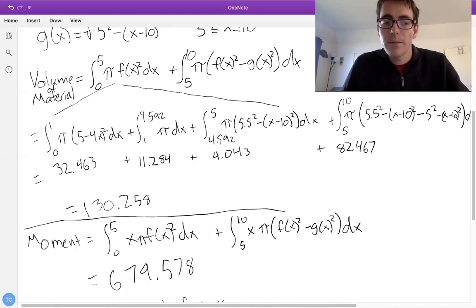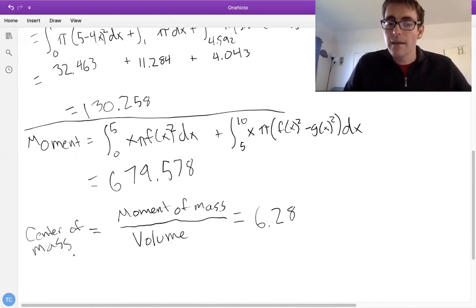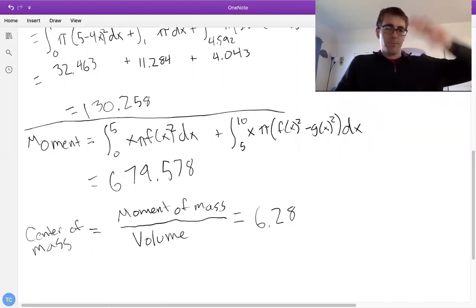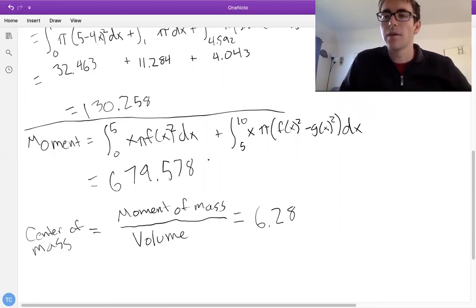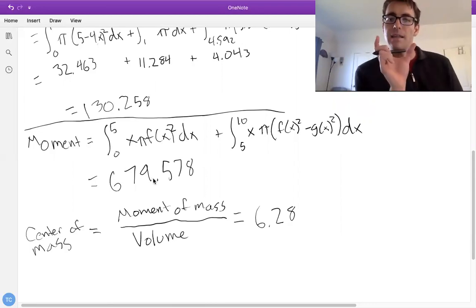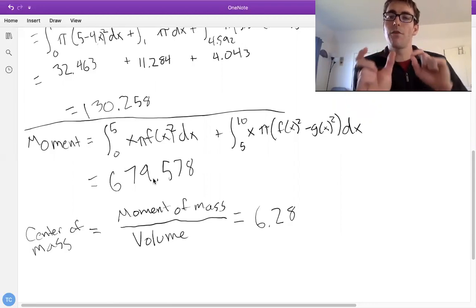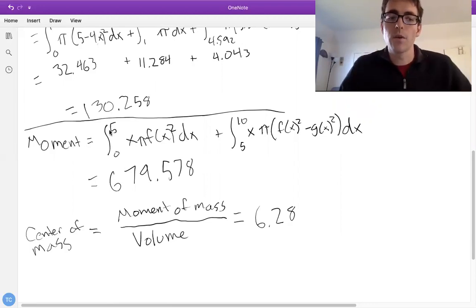So the thing that we're going to be looking for is the center of mass, which is going to be the moment of mass, which we're going to calculate in a second, divided by the volume. If you remember from before spring break, the moment of mass comes from the exact same type of calculation, except you're also multiplying the integrand by the distance from some reference point. In other words, we're going to multiply by an x on the inside of each of these things.